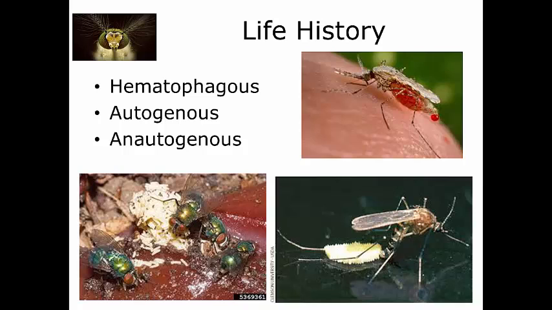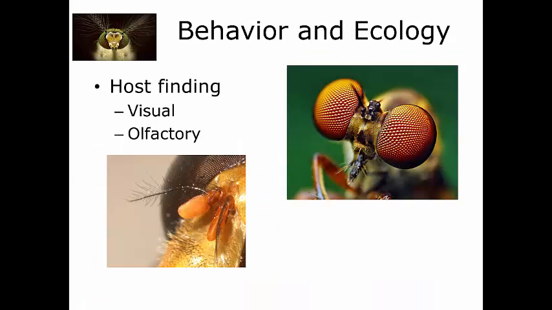What I want you to do is think about why is that important and how can you use the information of autogeny or anautogeny to maybe kill off some of these specimens. All right.